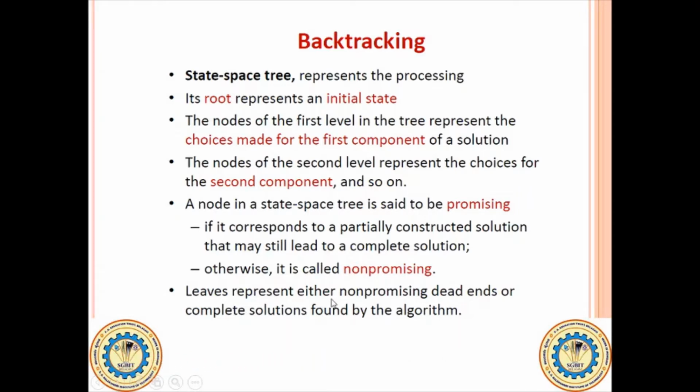Leaves represent either non-promising dead ends or a complete solution found by the algorithm. So always the leaves, the last nodes of any tree, represent the non-promising dead ends, meaning that particular solution is not feasible for our problem, or else those leaves are giving us a complete solution which we have found by making use of the algorithm.